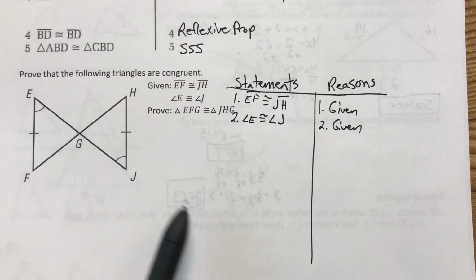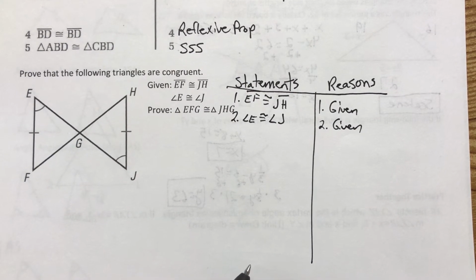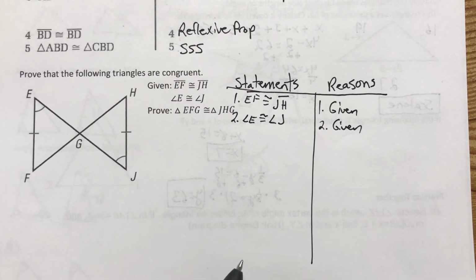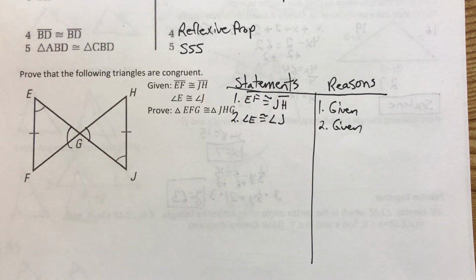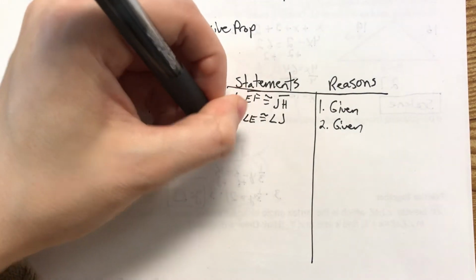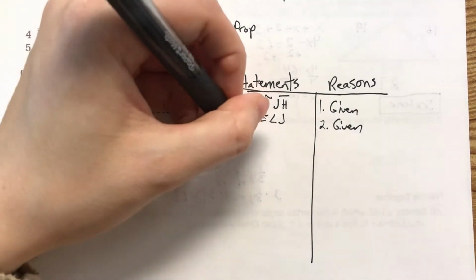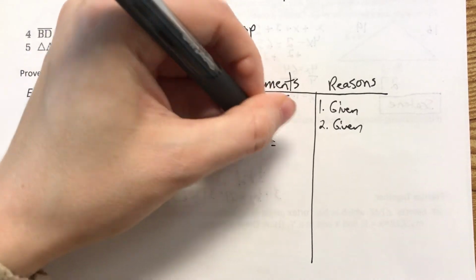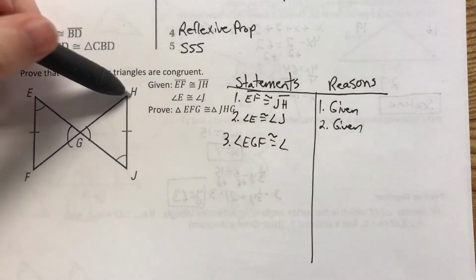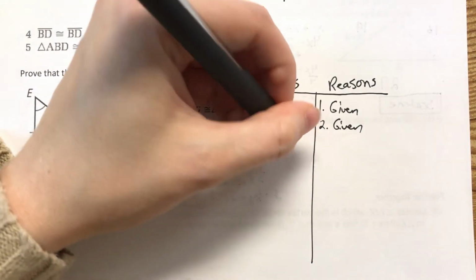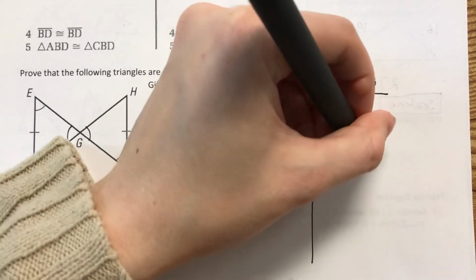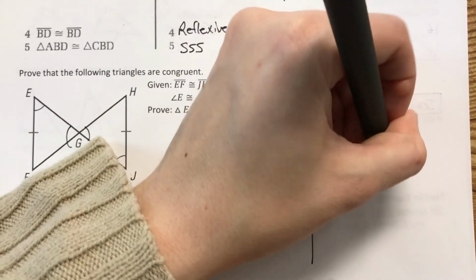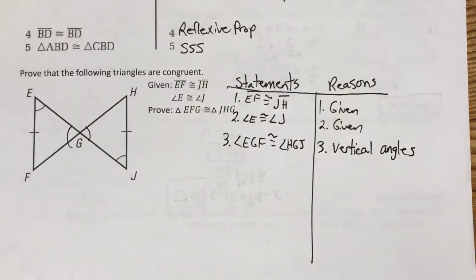So the two markings are already given to us. Now we have to look and see if there are any other things that we could mark here. And indeed, there is another pair of congruent angles. It's these two angles right here. Those two angles are vertical angles. So we can say angle EGF is congruent to angle HGJ. And the reason for that is just vertical angles. They are vertical angles, and we know vertical angles are congruent. So we'll use vertical angles there.